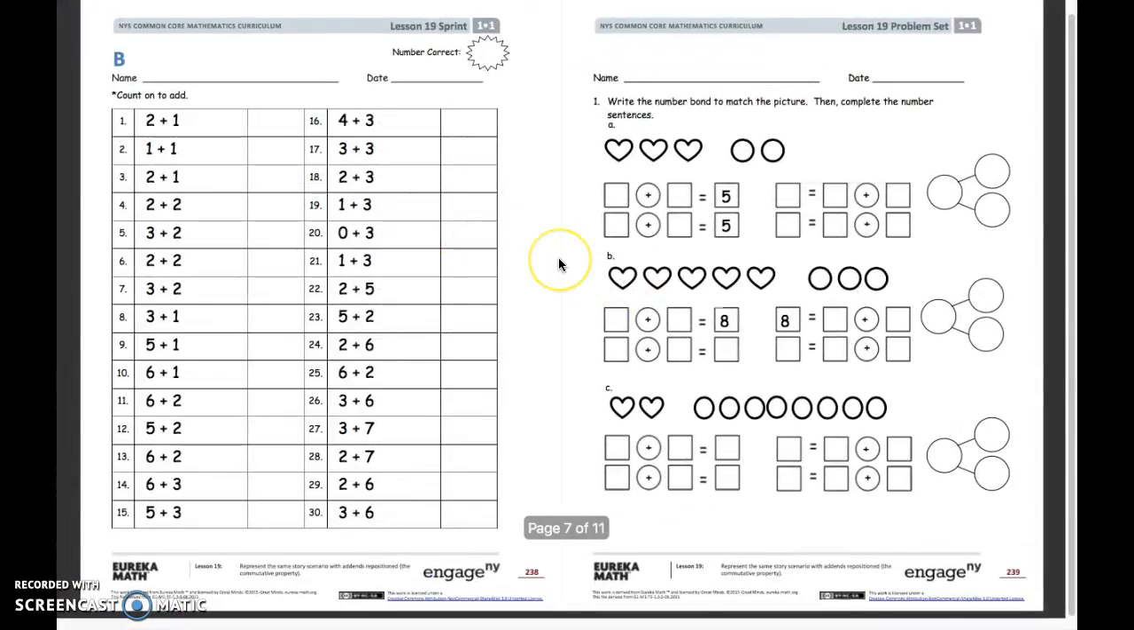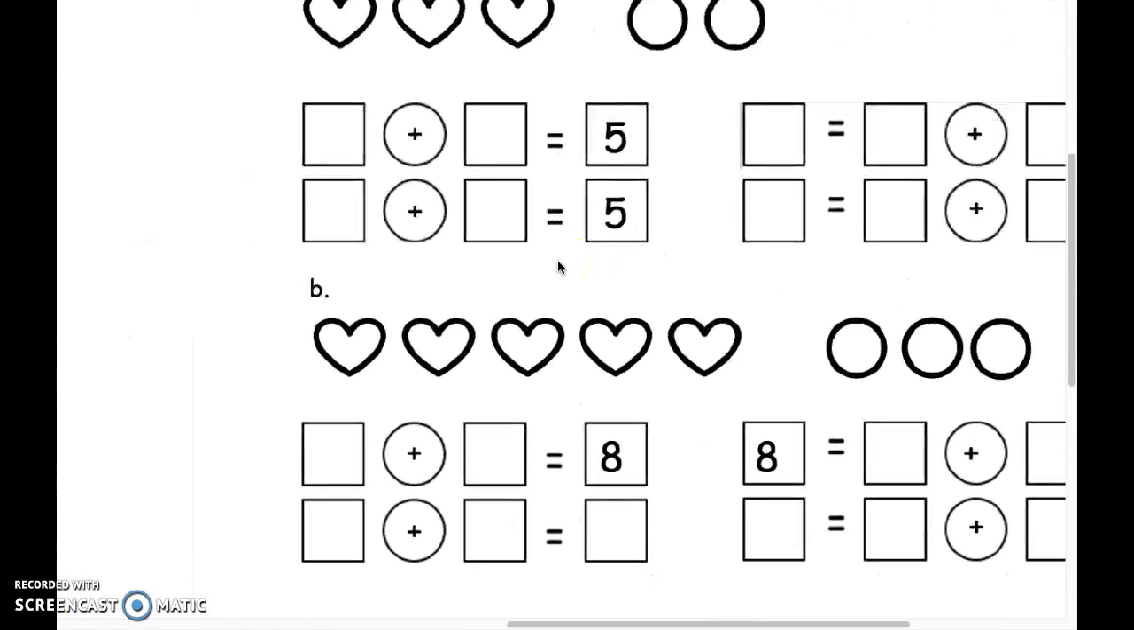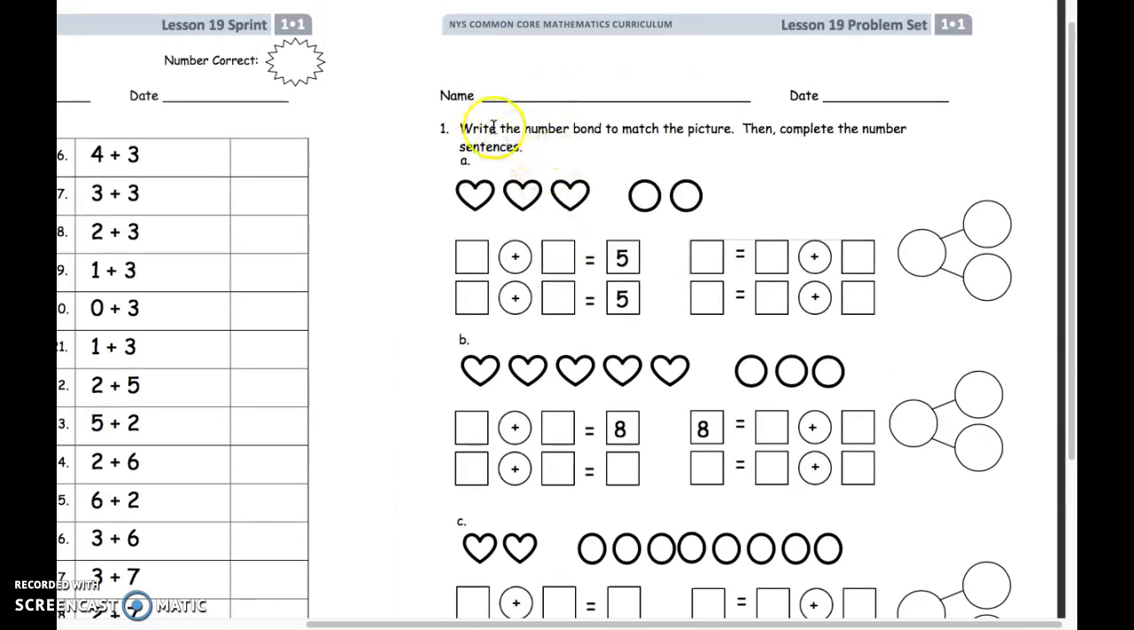Okay, boys and girls, for your problem set today, you guys are going to be doing number 1. It says write the number bond to match the picture, then complete the number sentence. So for A, you're going to write the number bond to match the picture. So you have this many hearts, you have this many circles, and then what's your total? Then you're going to fill in these sentences to go with it.